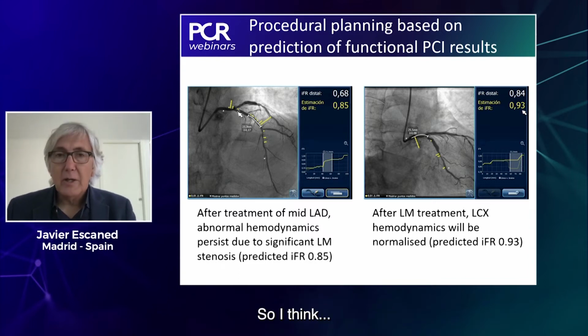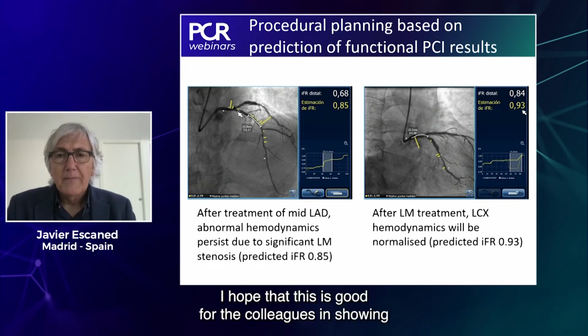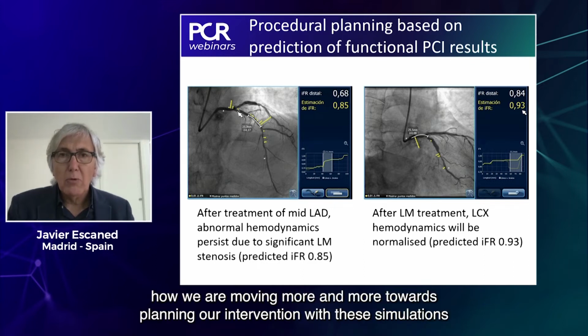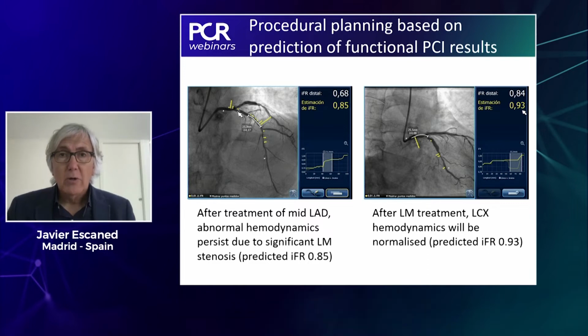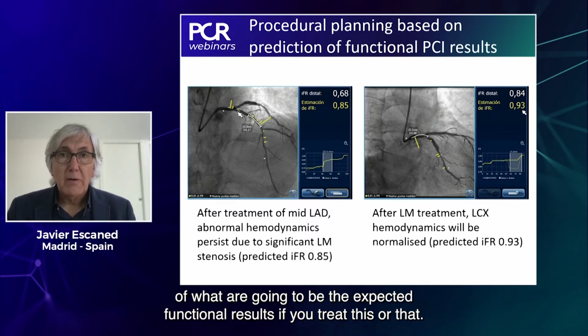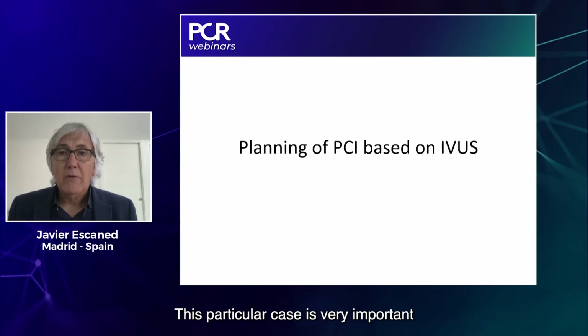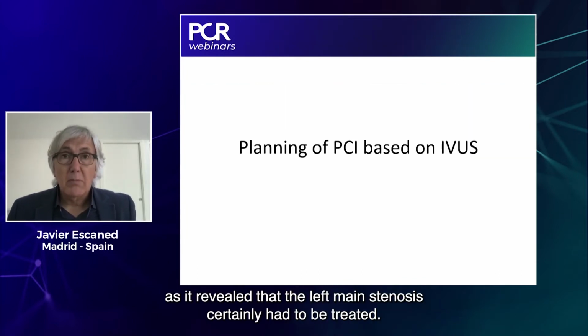So I think that, Niels, I hope that this is good for the colleagues in showing how we are moving more and more to planning our intervention, with these simulations of what are going to be the expected functional results if you treat this or you treat that. In this particular case, of course, very important because it revealed that the left main stenosis had certainly to be treated.